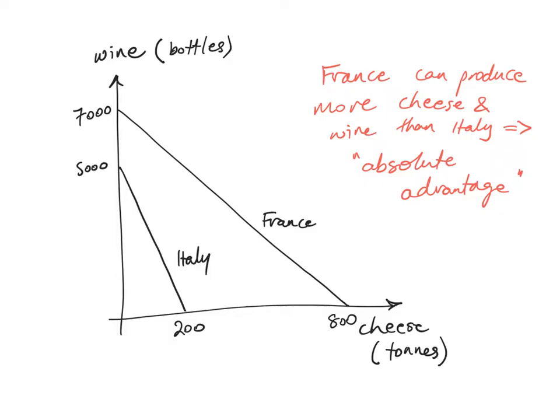Here, for example, you have two countries, France and Italy, and they both produce just wine and cheese. Now, obviously, this is unrealistic, but let's assume. You can see that France can produce more wine than Italy and more cheese than Italy. So here we say France has an absolute advantage in the production of both products.